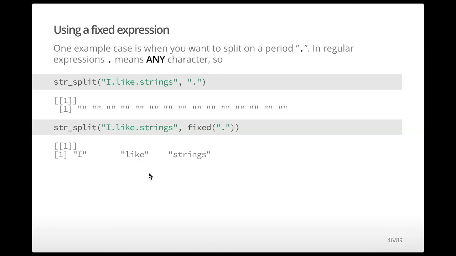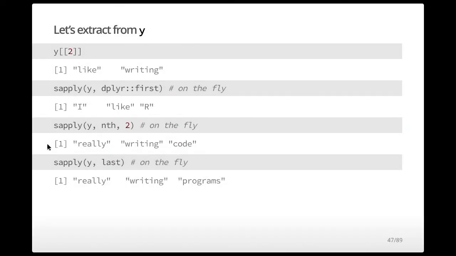It gives nothing back because it's split on every single character. If we say str_split, pass in the same string, but now we say this is fixed. I don't want you to treat it as one of your fancy regular expressions. I just want you to find the actual period. What you see here is it does in fact split that single string into 3 different elements, but again, it returns a list. That's why you have these weird brackets.